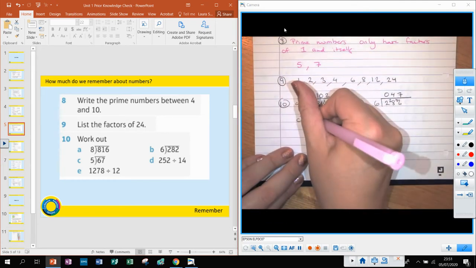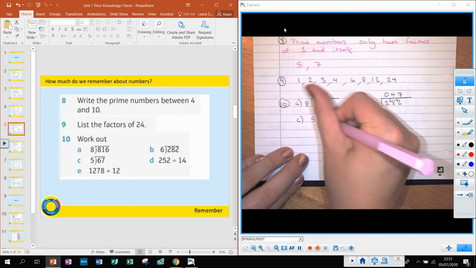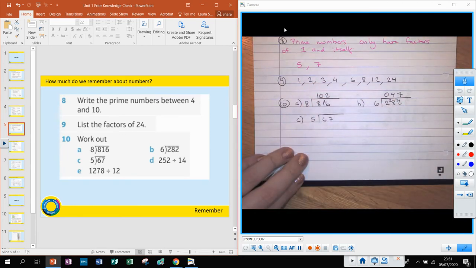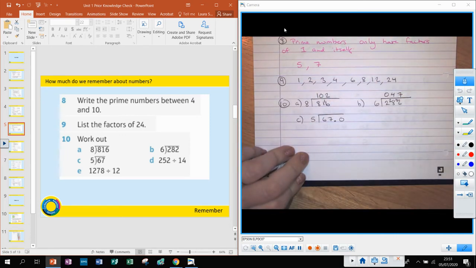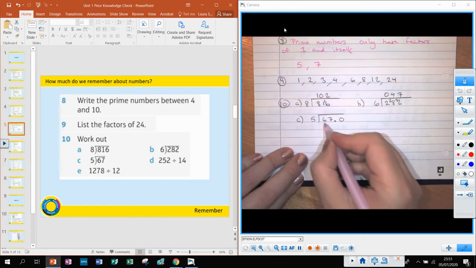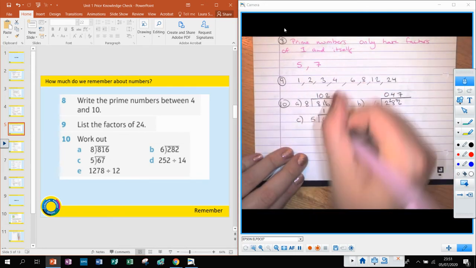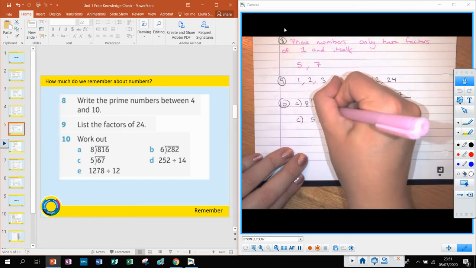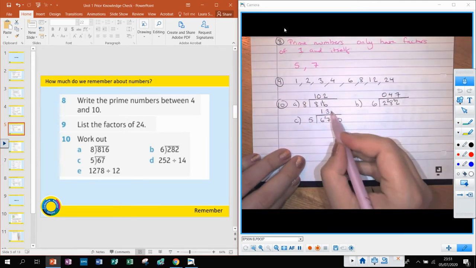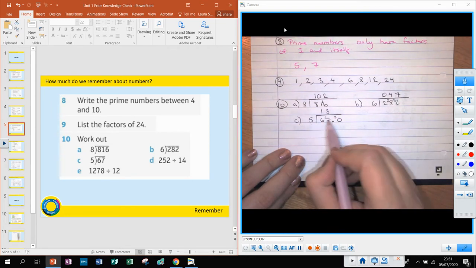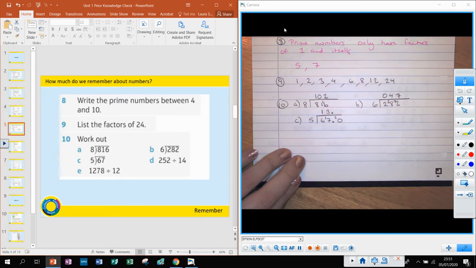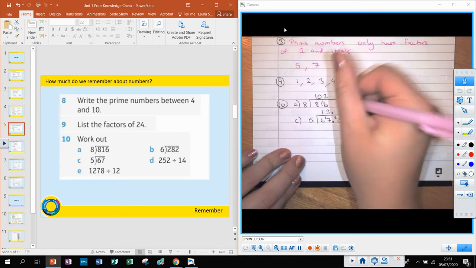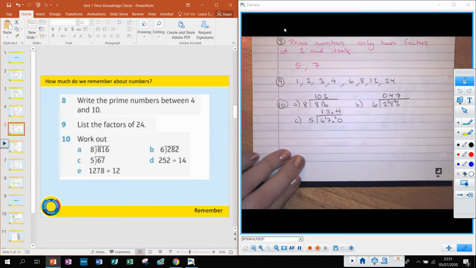Part C, we have 5 into 67. Now, I already know that's not going to go perfectly, so I'm going to put a 0.0 so that I can get my decimal value. 5 goes into 6 once with a remainder of 1. 5 goes into 17 3 times with a remainder of 2. Why? Because 3 times 5 is 15 and 17 minus 15 is 2. Put your decimal directly above when you need to carry into the decimals, okay? 5 goes into 20 4 times, so my answer is 13.4.